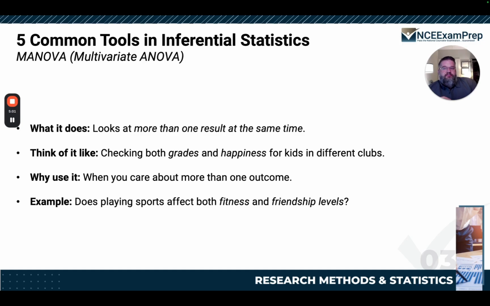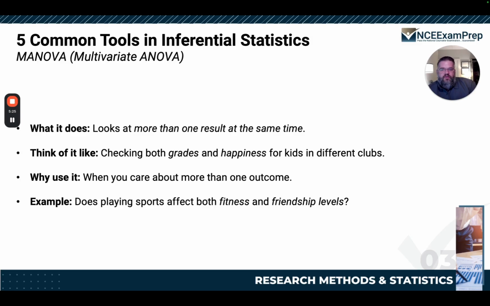And then MANOVA, a multivariate ANOVA. Okay, what this does is it looks at more than one result at the same time. So think of it like this. We're checking both grades and happiness for kids in different clubs. We're not just looking at one outcome, we're looking at multiple outcomes, which is why it's a multivariate ANOVA.